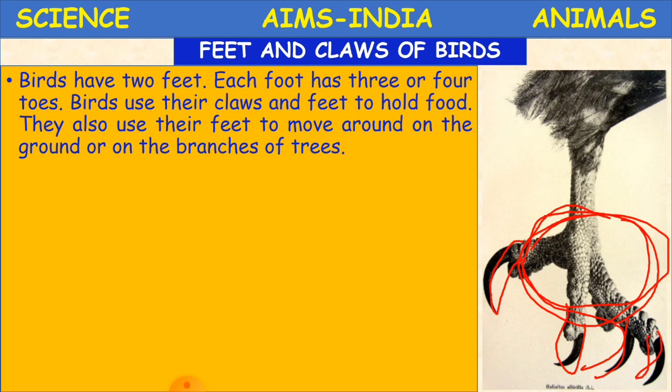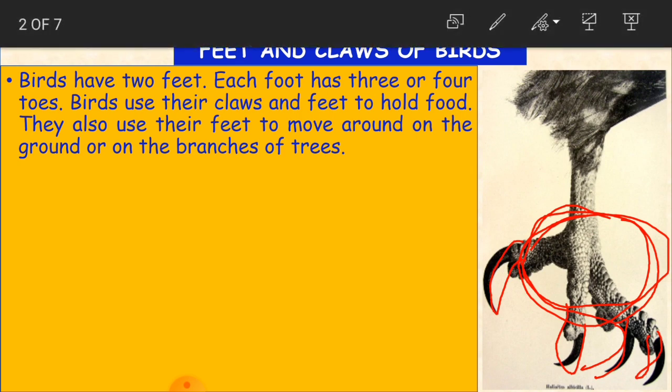Clear children? So birds have 2 feet. Each foot has 3 or 4 toes. Okay, birds have how many feet? 2 feet. Each foot has 3 or 4 toes. As you can see in the picture, how many are we having here? 1, 2, 3, 4 actually. One more toe is there beside this toe here.